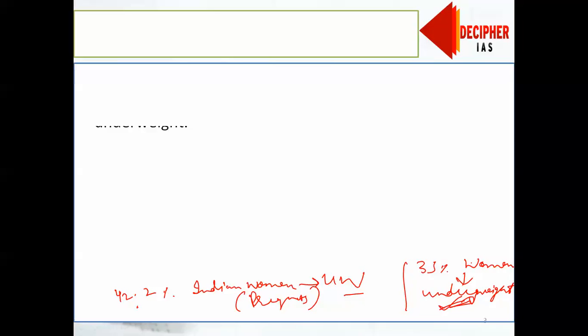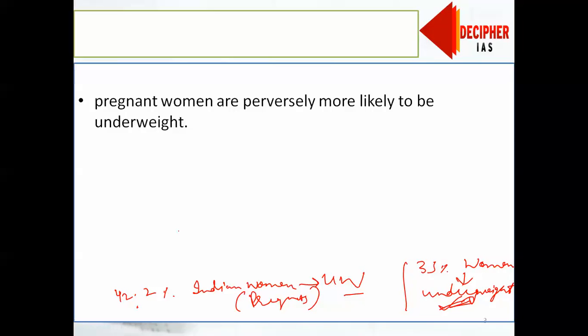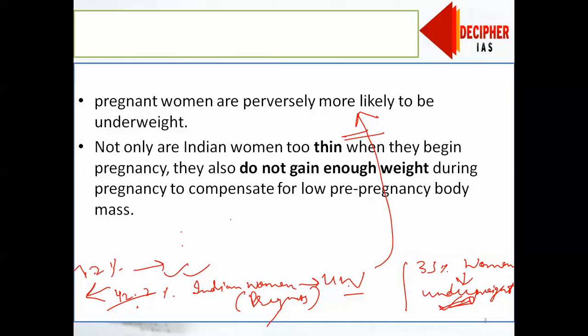So now moving ahead, what it tells is that pregnant women are much more likely to be underweight than normal women. Obviously, you see a 7.2% rise in underweightness when a woman is pregnant. Not only are Indian women too thin, that is very low weight, but they also don't gain enough weight during pregnancy to compensate for their lower pre-pregnancy body mass.